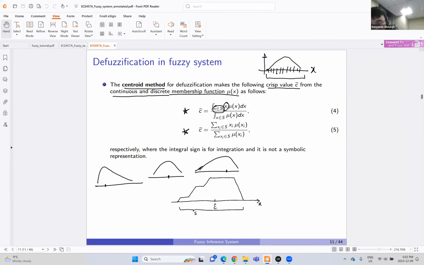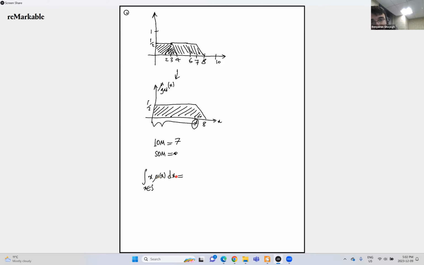For that, we need to calculate the integral of x mu x dx, right, on the support set. So let's do this. I'm calculating it here for centroid method. So integral. So what is the support here? It's between 0 and 8, right? So 8 until 10, for example, is not in the support set anymore because the membership value is 0. Here, it's between 0 and 8, x mu of x dx.